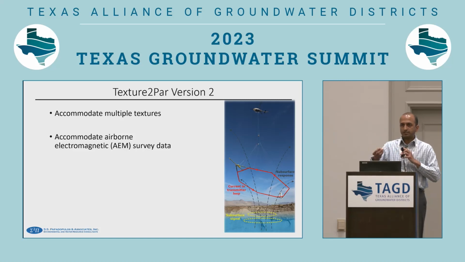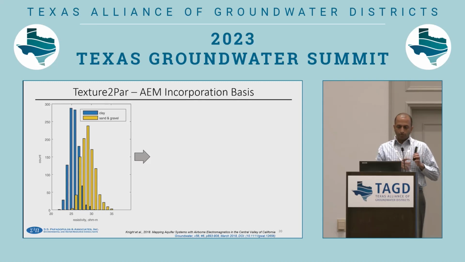Okay, so you have a resistivity number. What do you do with it? So that's where this tool, and I'll go over briefly on how we take this resistivity number and convert that to an aquifer parameter. So how do you do it?